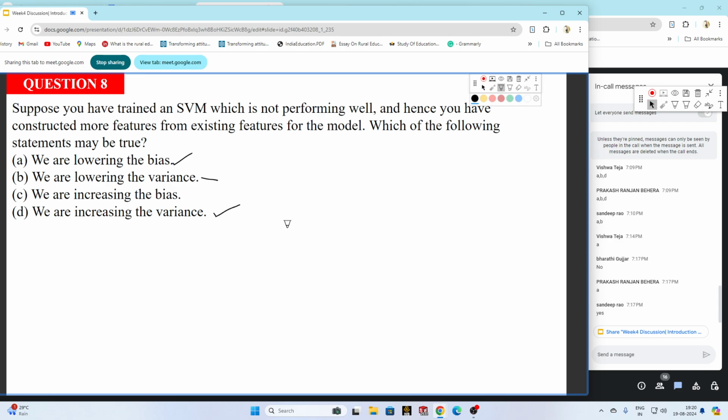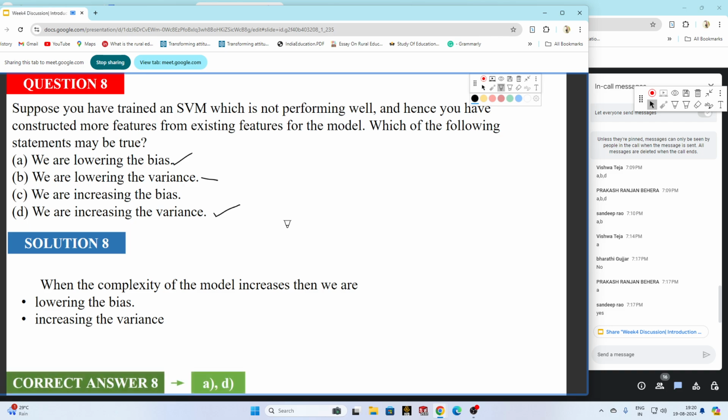Again I am repeating, whenever we are making a more complex model, or whenever we are just complicating our model with features or anything, our bias will be lower and our variance will increase. So option A as well as option D is correct. Lowering the bias and increasing the variance. Not the reverse of this.